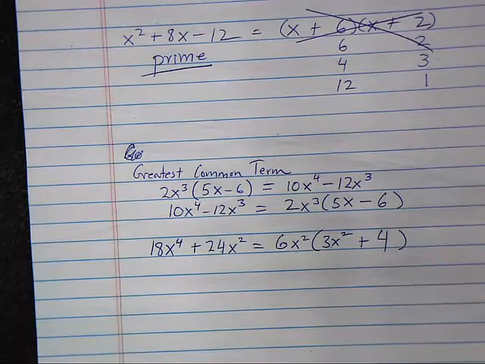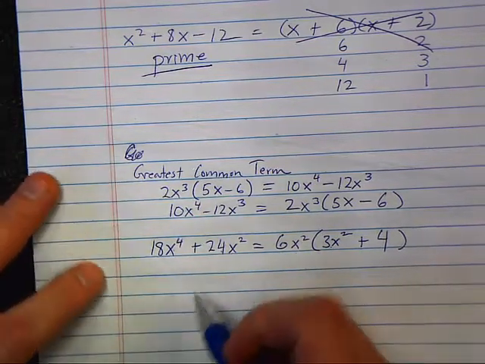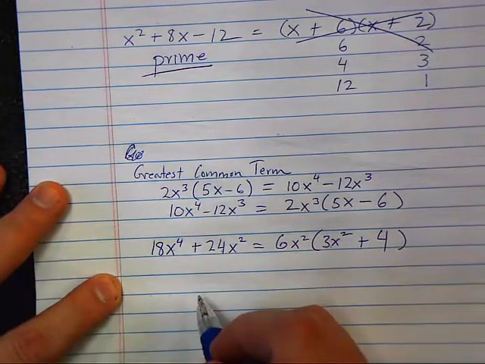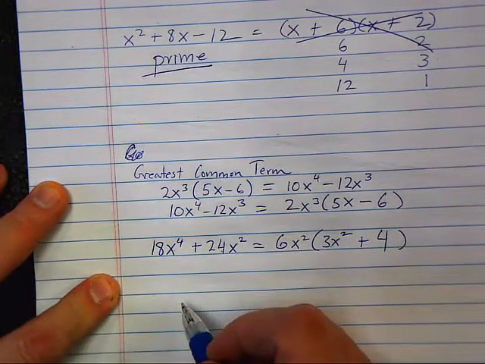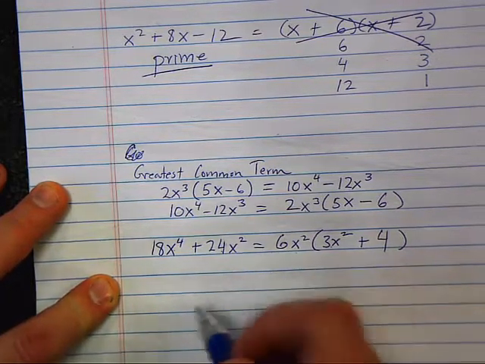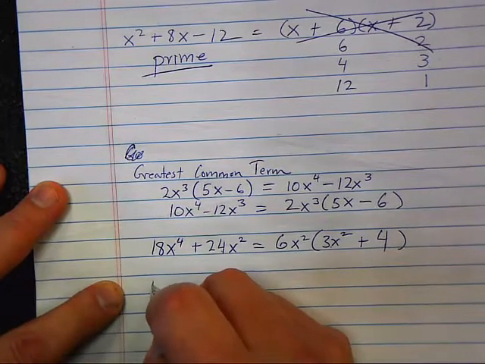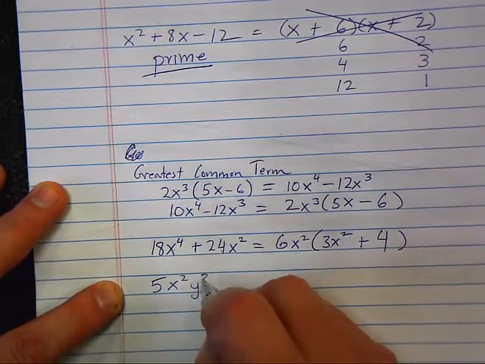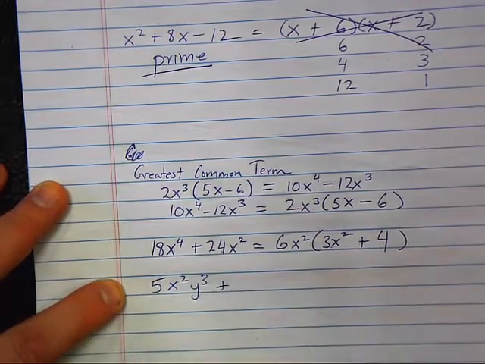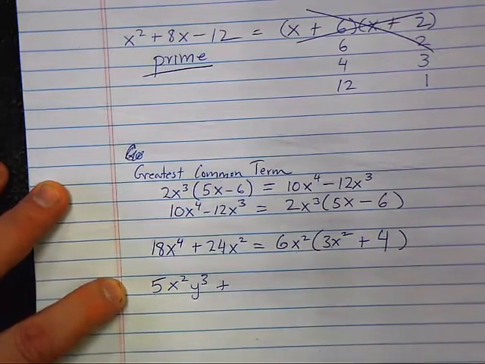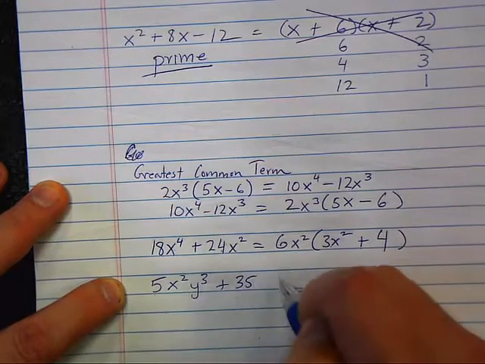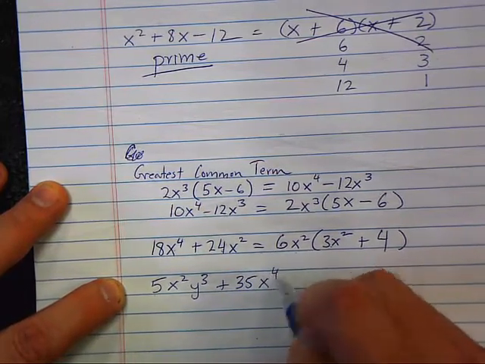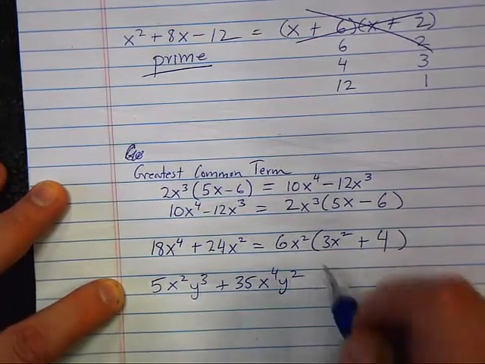What if we have more than one variable? I don't know. Somebody give me a nice number. Anybody got a number? 5. Okay. 5x squared y cubed plus. Anybody got another number? I got one. 35x to the 4th y squared.